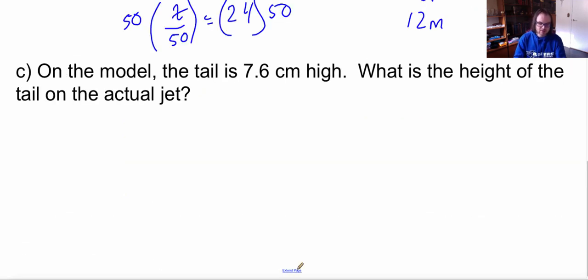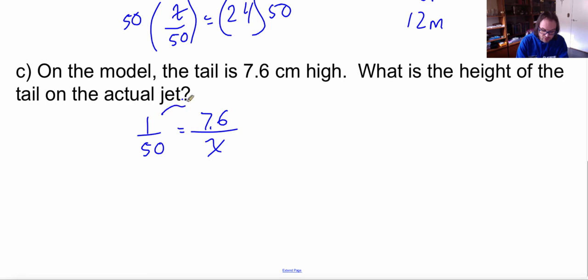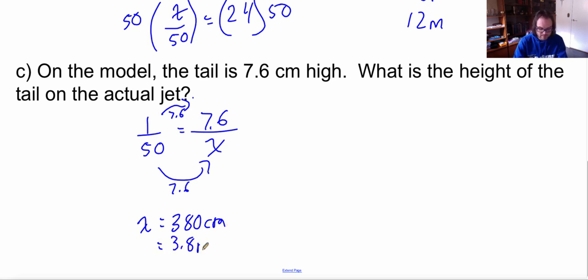Now part C says the model of the tail is 7.6 centimeters high. What is the height of it on the actual jet? So once again, my scale factor is 1 over 50, which must be equal to 7.6 all over x. We can also use proportional reasoning for this. So right here we multiply by 7.6. That means here I can multiply by 7.6 as well. So 50 multiplied by 7.6, we're going to end up getting x is equal to 380 centimeters, or 3.8 meters.